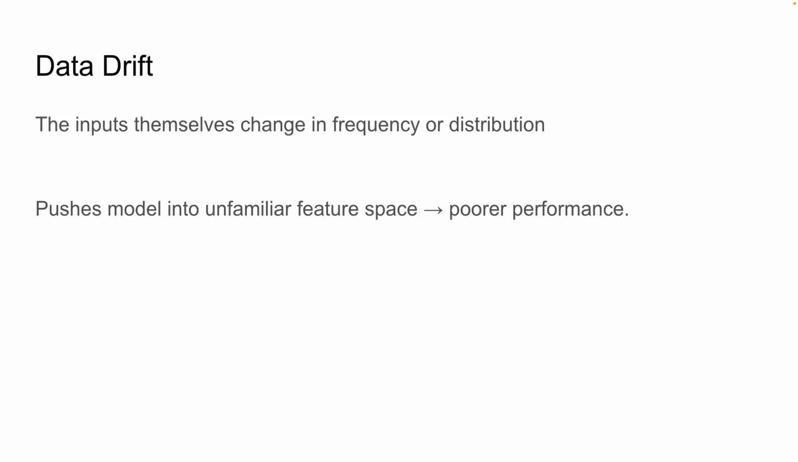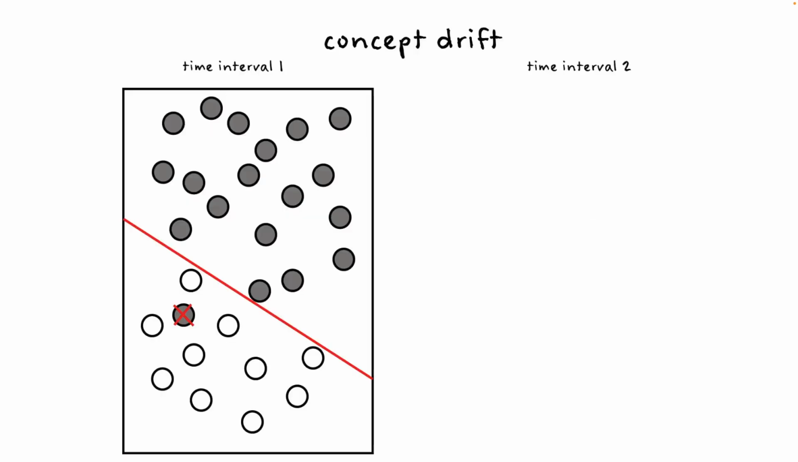So data drift refers to a change in the frequency or distribution of inputs. This pushes the model into an unfamiliar feature space and results in poorer performance. The second type of drift we're going to look at is concept drift. Concept drift refers to a change in the relationship between inputs and their respective outputs.